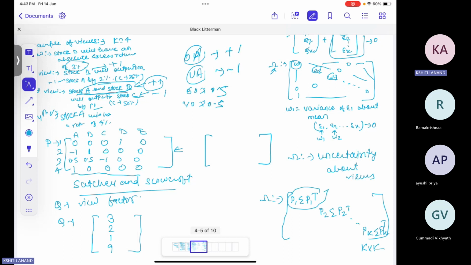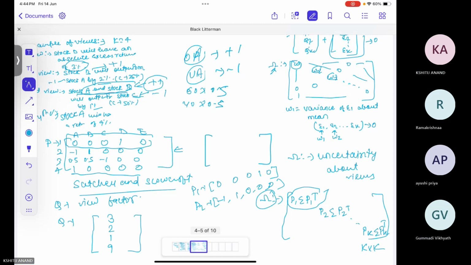So what is P1? So here is the P matrix. So P1 is the first row of this matrix. So P1 will basically, in this case, be 0, 0, 0, 1, 0. Okay. Similarly, P2 will be minus 1, 1, 0, 0, 0. Then you can multiply this thing, and then you can get this matrix. Okay, got it? Is this thing clear? How to get this uncertainty matrix?